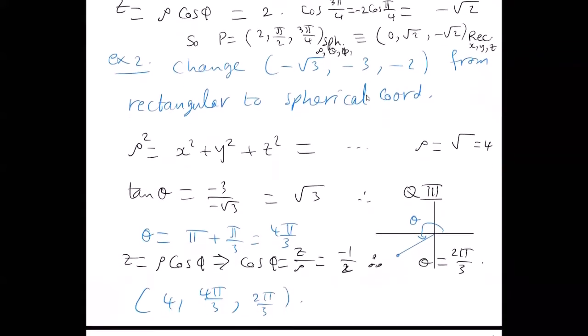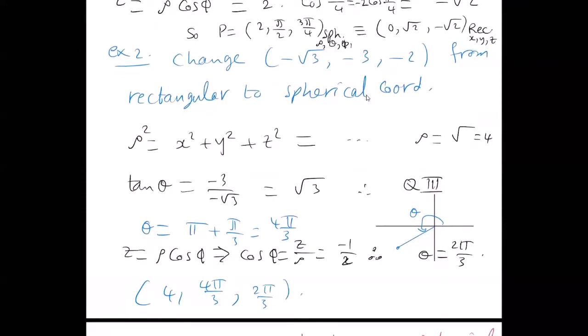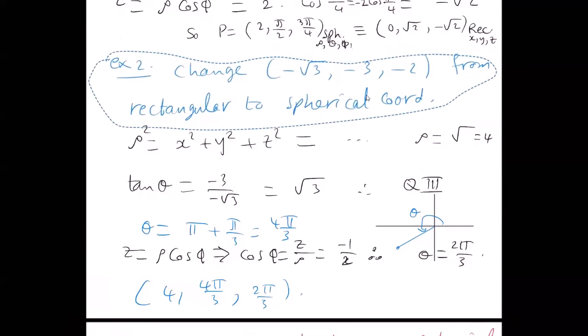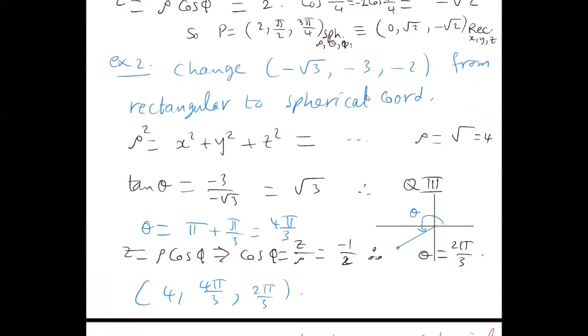Another example, direct transformation, change from rectangular to spherical, the other way. So we are given x, y, and z, and it is required to find what? The spherical coordinate system. We need to find the rho, theta, and phi of this point. This is x, because this is rectangular. This is x, this is y, this is z, as usual.